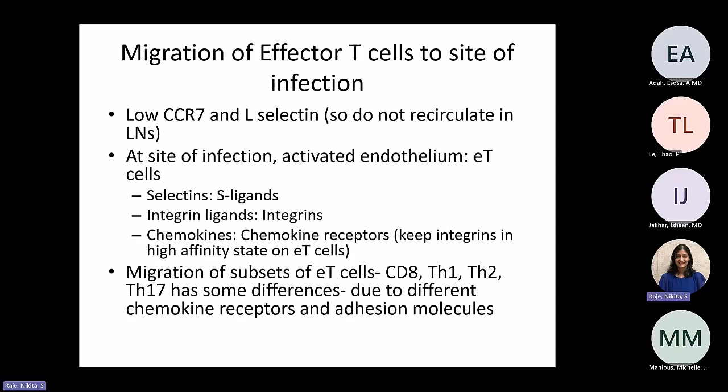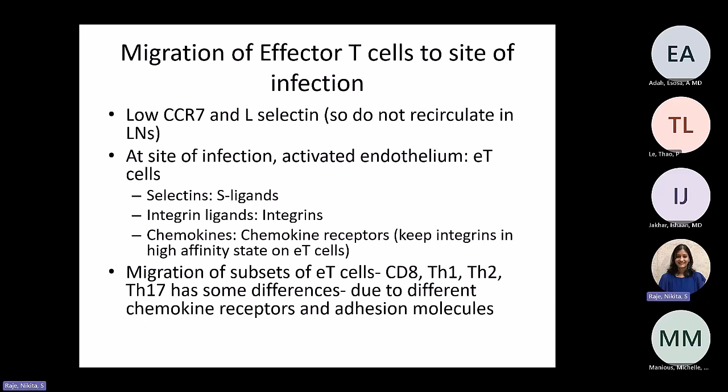All right, now we talk about effector T cells. All along, we were talking about naive T cells and how they go to these places. Now we are talking about effector T cells going to the site of infection, right? Once the cells are activated and differentiate into effector T cells, their expression of CCR7 and L-selectin goes down. And it's very purposeful so that they do not move to the lymph nodes, because anything that expresses CCR7 is going to be pulled to another lymph node.